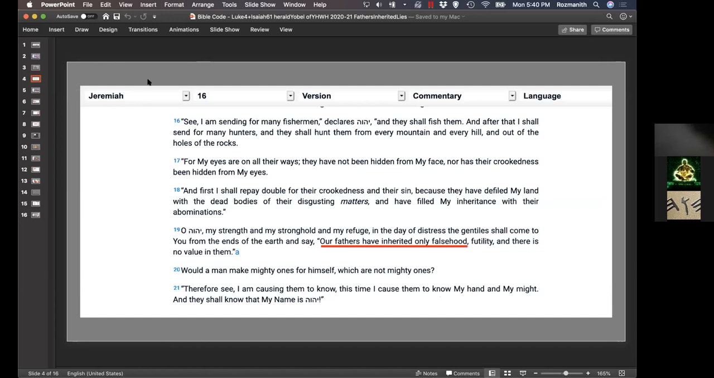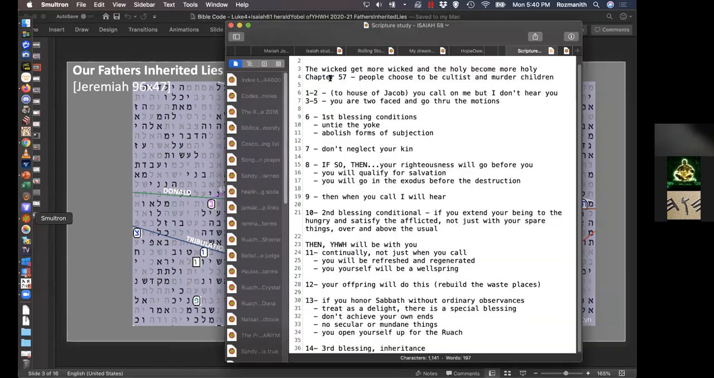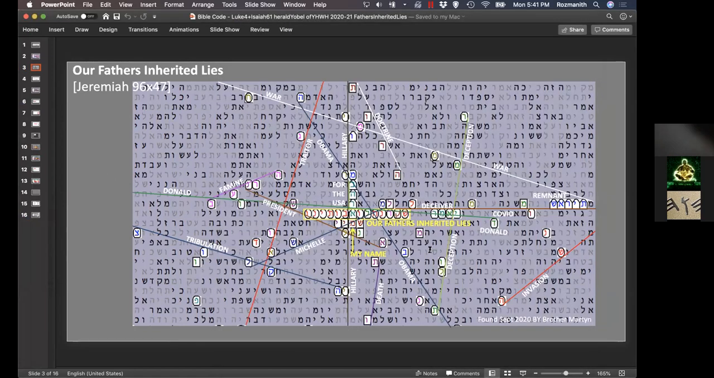And then the other table was actually, how to put this, the setting of judgment. It's that you've inherited lies, you've been following tradition, you've forgotten my name, you have all this evil going on. We just talked about Isaiah 57, where the people choose to be cultists and murder children, right? Here you go. There are all their names, right in this table.